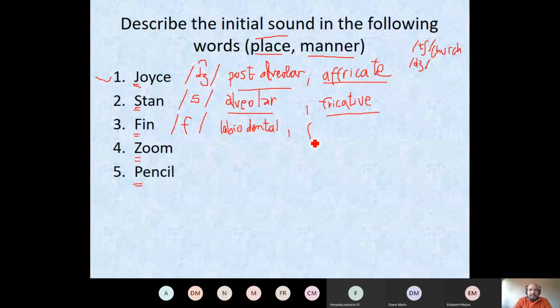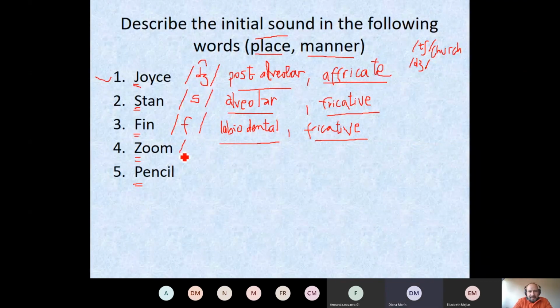All right. Sorry, I'm really slow writing here. I apologize for that. Zoom. Place of articulation. I think it's the same as the second one. Exactly. It's an alveolar. And in terms of manner? Fricative too. Wonderful.